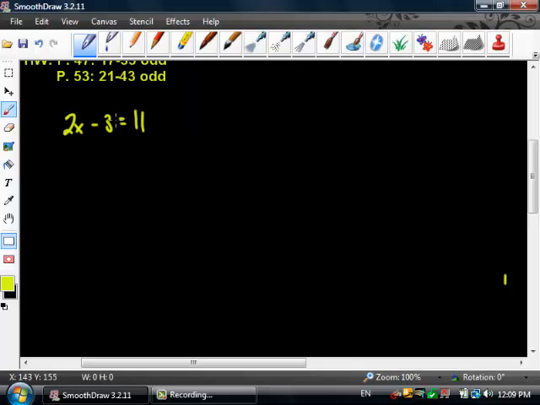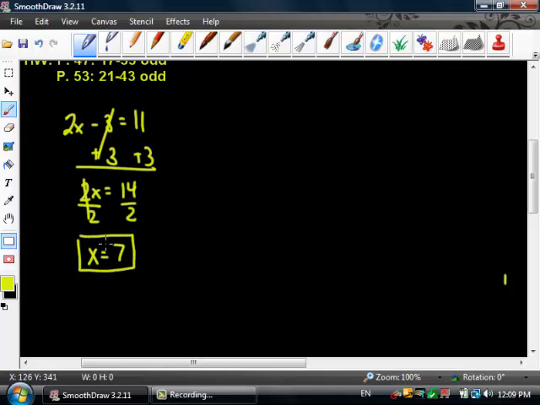And so we're going to solve this normally. We're just going to add 3 to both sides, and 2x is going to equal 14. If I divide both sides by 2, we get x equals 7. Now, can someone raise their hand and tell us how many answers we have in this equation? Joshua, how many answers do we have? 1, right? There's only one answer.